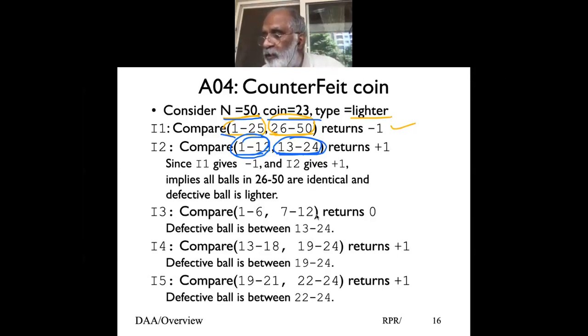Or I can continue the same way. I compare 1 to 6 and 7 to 12. This will give me 0, which means all these coins, 1 to 12, are the same weight. I can discard them. Then I go to 13 to 24.